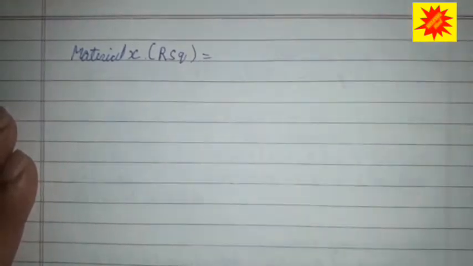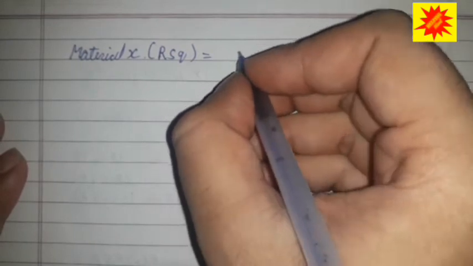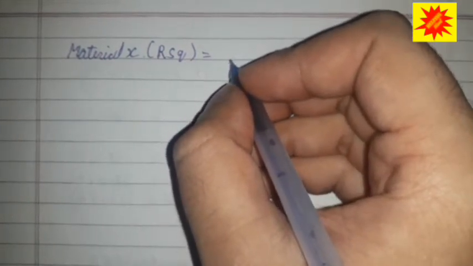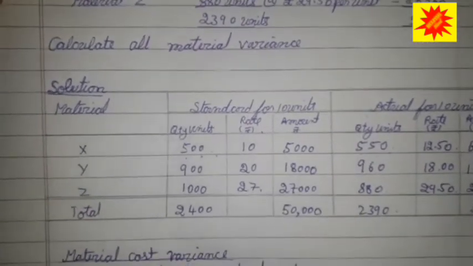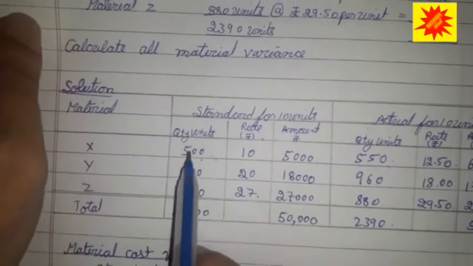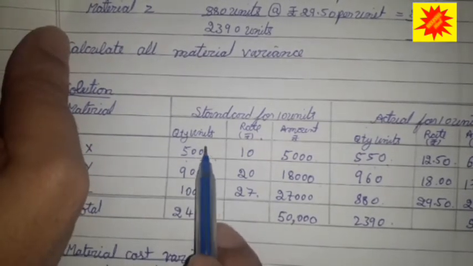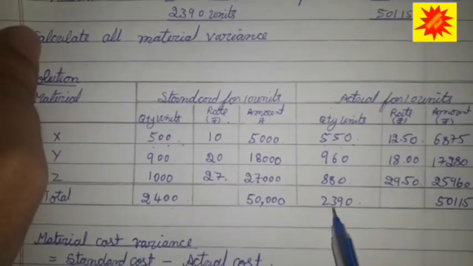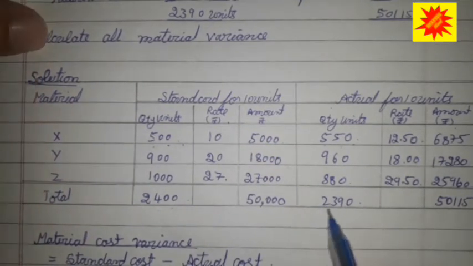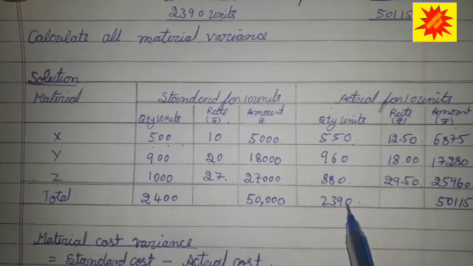So now let us see for material X, what is our revised standard quantity? This is the standard quantity of 1 unit, right? The first thing that we have to consider is, what is the standard quantity for X? 500 divided by 2400, that is nothing but your total standard quantity into actual quantity, total actual quantity, which is 2390.